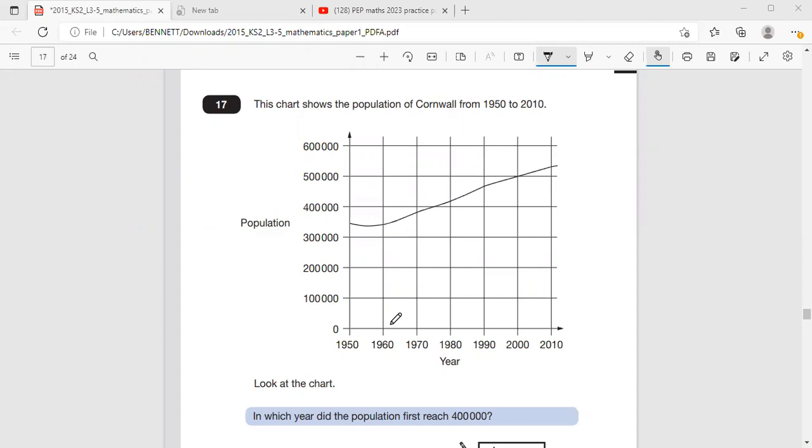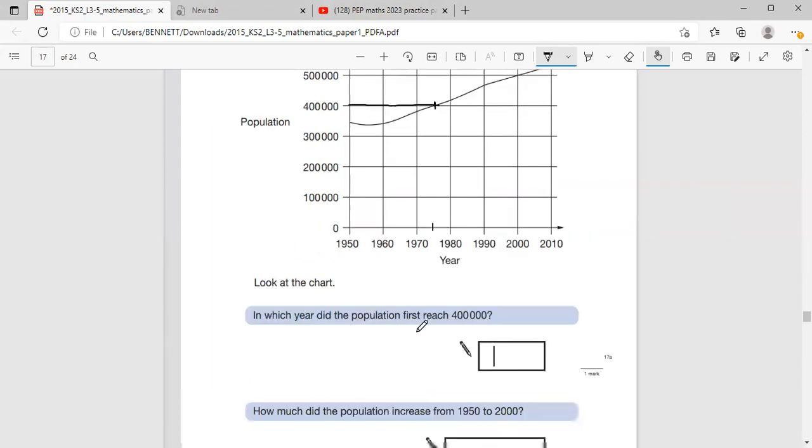This chart shows the population of Cornwall from 1950 to 2010. In which year did the population first reach 400,000? Now this is 400,000, so we can just draw a line and see where it intersects, and it's definitely here, and that would be 1975. It's halfway between 1970 and 1980, so that would be the answer.